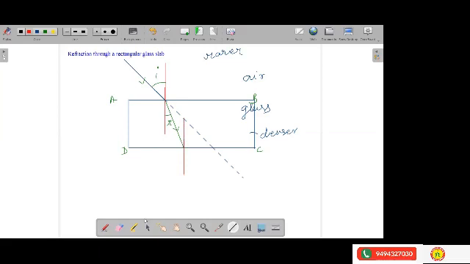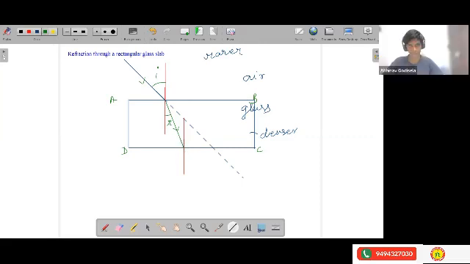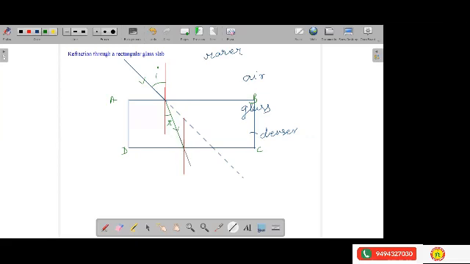Now see, the ray of light is now moving from glass to air. That is, now it's moving from a denser medium to a rarer medium. So in which direction should the ray of light bend? See, this was going something like this. Away from the normal. So it should be bending now away from the normal.